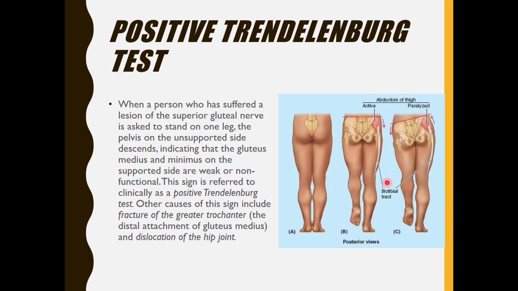Other causes of this sign include fracture of the greater trochanter of the femur and dislocation of the hip joint. See in this diagram, the supported side will have the paralyzed or non-functional gluteus medius and minimus muscles because the lesion of the superior gluteal nerve is present on this side, but the pelvic region of the opposite side, the unsupported side, will descend. Remember this. This is called a positive Trendelenburg test.